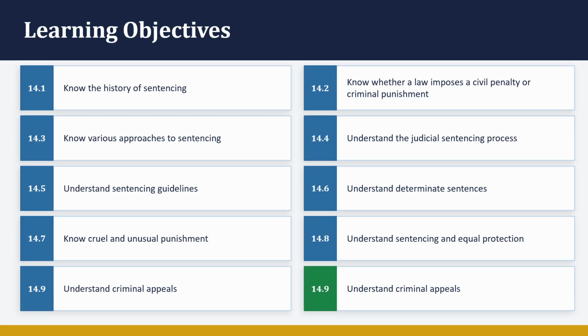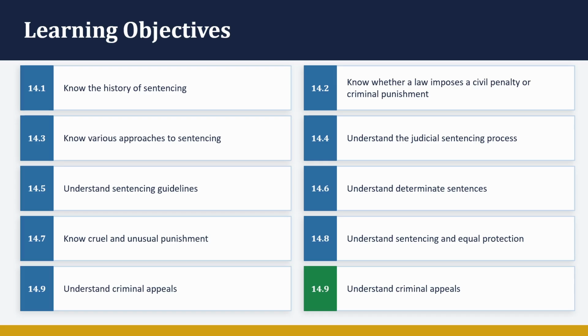Chapter 14 has 9 learning objectives covering the full arc from sentencing through appeals and habeas corpus. Objective 14.1 traces the history of sentencing in the United States from the harsh common law punishments of the colonial era through indeterminate rehabilitation-focused sentencing, and then to the modern shift toward determinate sentences and mandatory minimums.